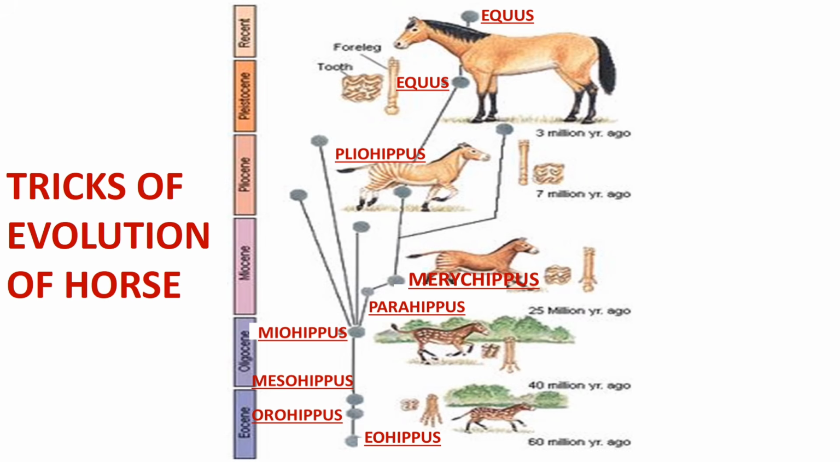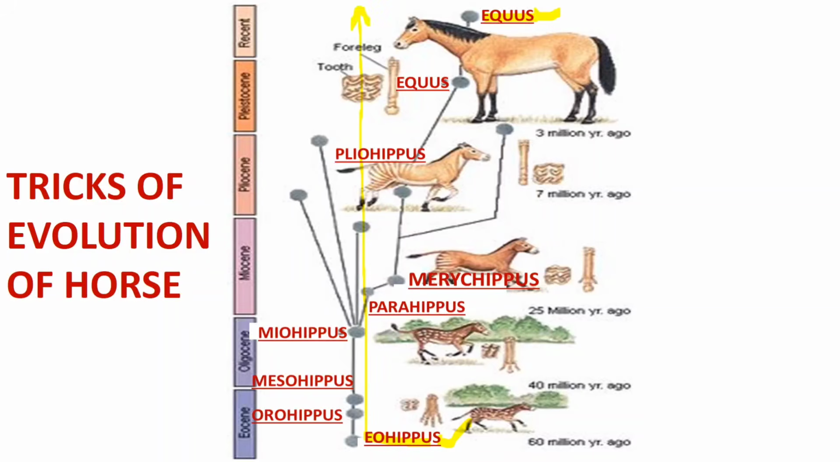Guys, in this lecture we are going to discuss the tricks of the evolution of the horse. With that we are also going to see the characteristics of all these horses which you are seeing in this picture, from Eohippus to the Equus. The Eohippus is the earliest one and the Equus is the most recent one, and this chart is showing the evolution of horses in this way.